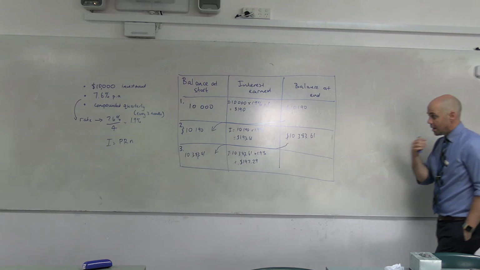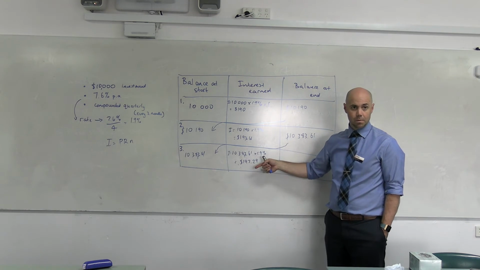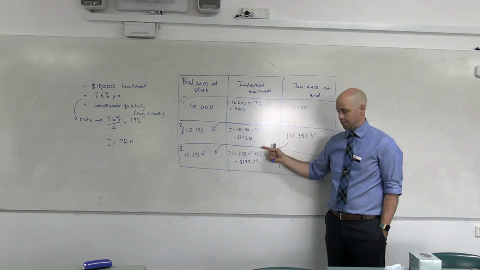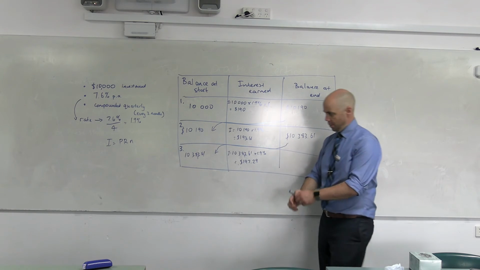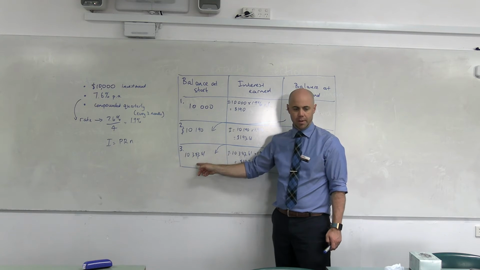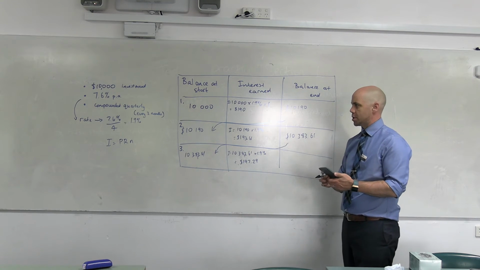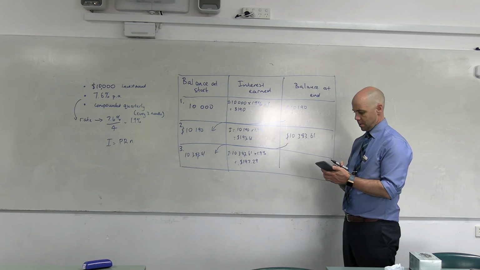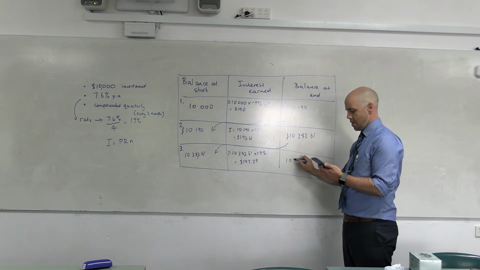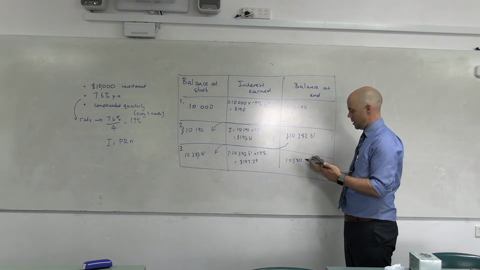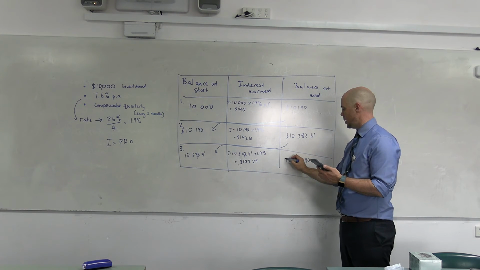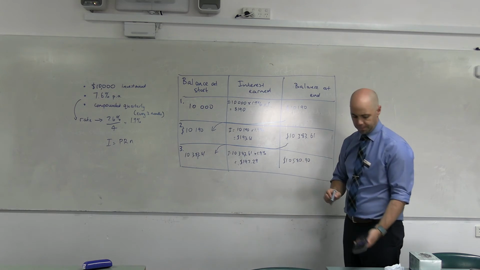Now you can see again that we've got a slightly bigger interest amount each time. Why? Because we're starting with a bigger amount for that interest period. And so after the third interest period, we have $1,050.90 to the nearest cent.